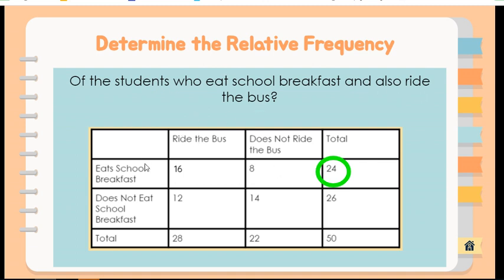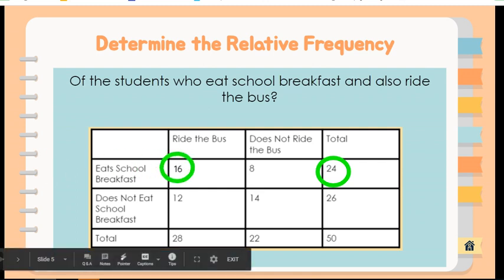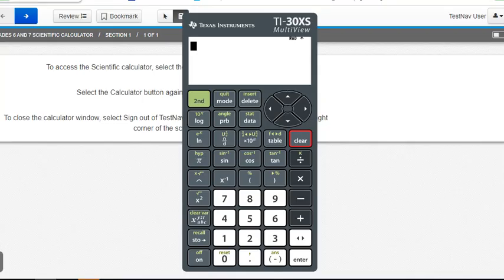So we go to this row. How many of these kids ride the bus? Well, that would be 16. So our fraction for this one would be 16 out of 24. So we can go to our calculator. We want to hit the N over D, 16 on top over 24. Hit the enter button. We get 2/3.